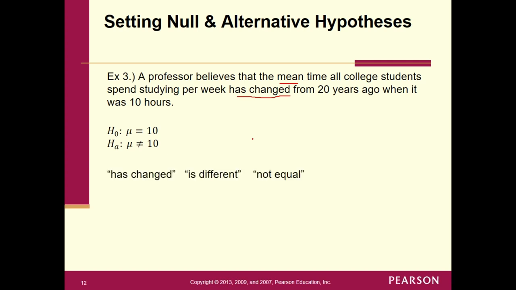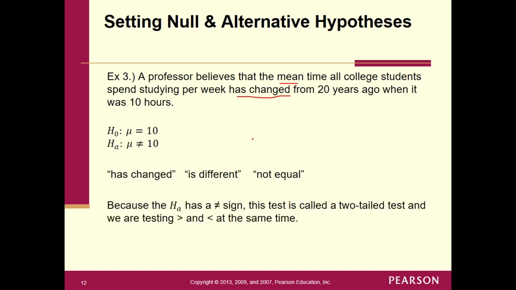So when you see a problem that says has changed, is different, not equal to, we're talking about not equal to. Okay. Any kind of good synonym for has changed, all right, is different. Because the alternative has a not equal to sign, this test is called a two-tailed test, and we are testing, and this is important, we are testing both greater than and less than at exactly the same time. Okay? We are testing both greater than and less than at exactly the same time. All right? This is what we call the two-tailed test.